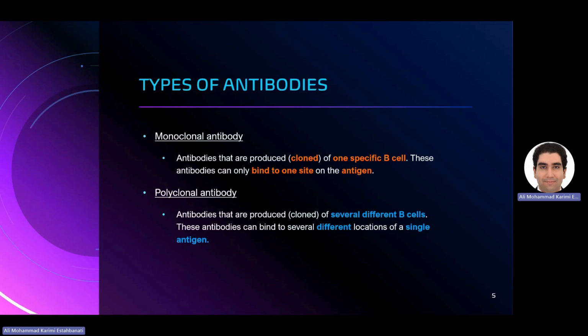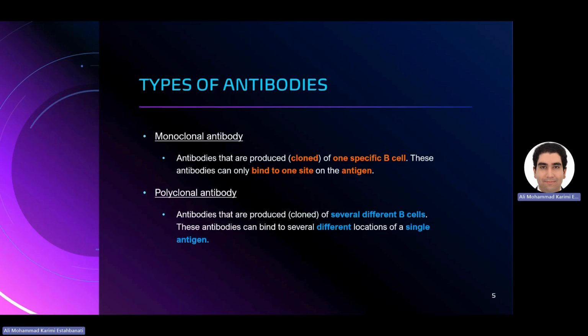We have two types of antibodies: monoclonal antibody and polyclonal antibody. Monoclonal antibody means that the antibody has been cloned from one specific B cell. So all those antibodies in that area have been cloned from this one specific B cell, and that's why they can only bind to one specific site on the antigen.